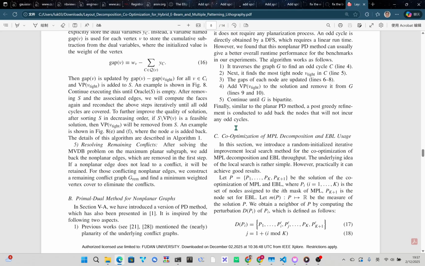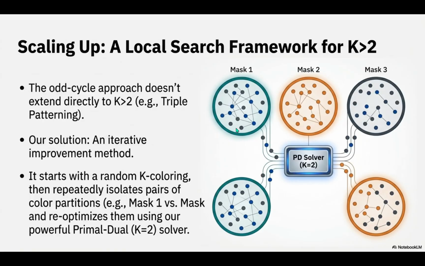They needed a wrapper. They developed something called RILS, Random Initialized Iterative Improvement Local Search. You can think of RILS as an intelligent brute force organizer. It just initializes the layout randomly and then iteratively applies that really fast PD solver to multiple two-mask subsets of the larger layout. So RILS doesn't solve TPL directly. It breaks the TPL problem down into a bunch of smaller, manageable DPL problems and keeps refining until it finds the best solution it can. Precisely. It's a pragmatic way to leverage the efficiency of the k=2 solver for these much harder problems.